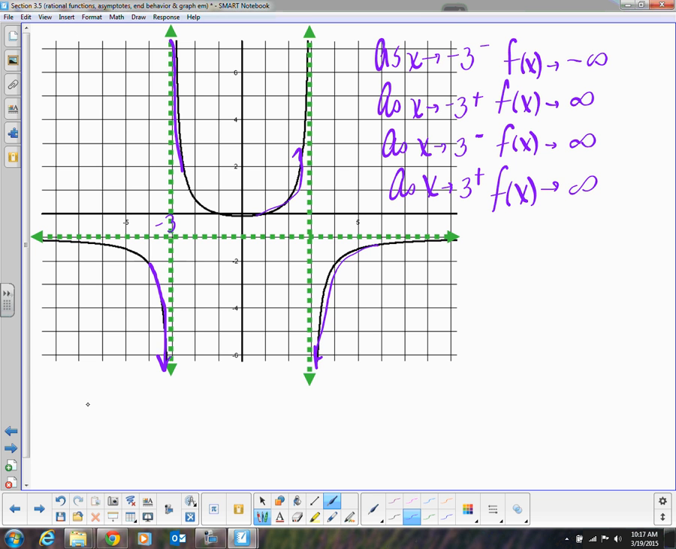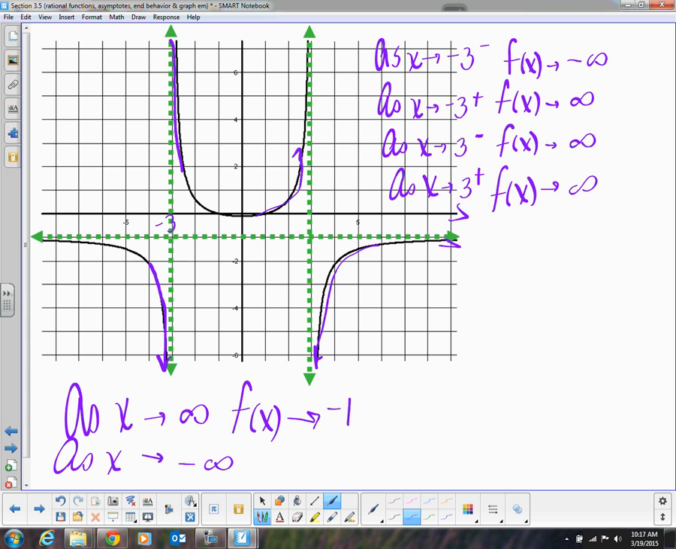Now, let's do as x approaches positive infinity. This is what the infinities is, what's on your test. So this is positive infinity. As x goes this way forever, what are the y values approaching? -1. As x approaches negative infinity, what is f of x approaching? Here's negative infinity. As x's go this way forever, what are the y's getting closer to? -1.